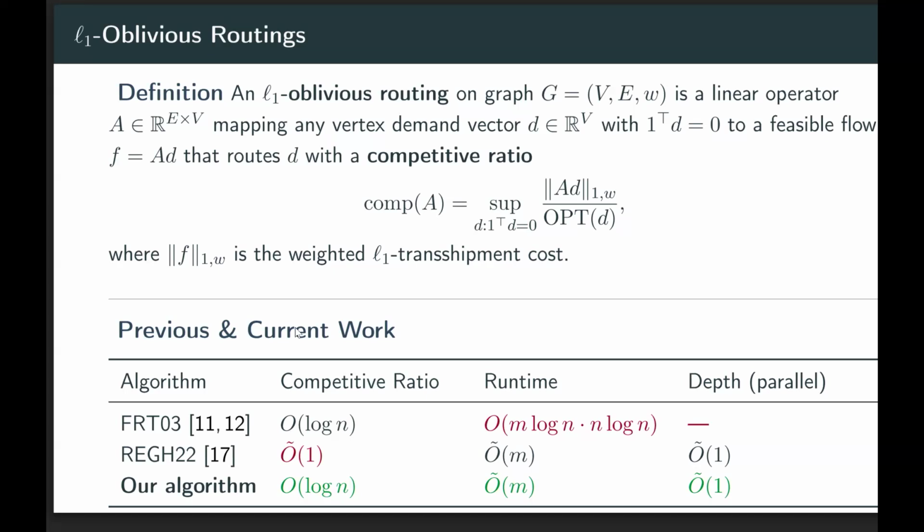Exactly. Because here you can have a combination of two trees, right? You can say I have this tree and I have this tree, and when I want to route from S to T, I just route half of the flow through the first tree and half of the flow through the second tree. Oh, I see. Right. Okay. So it's kind of a superposition of multiple trees. That's one way you can get L1 oblivious routings, and that's how these two results do it. Very high level.